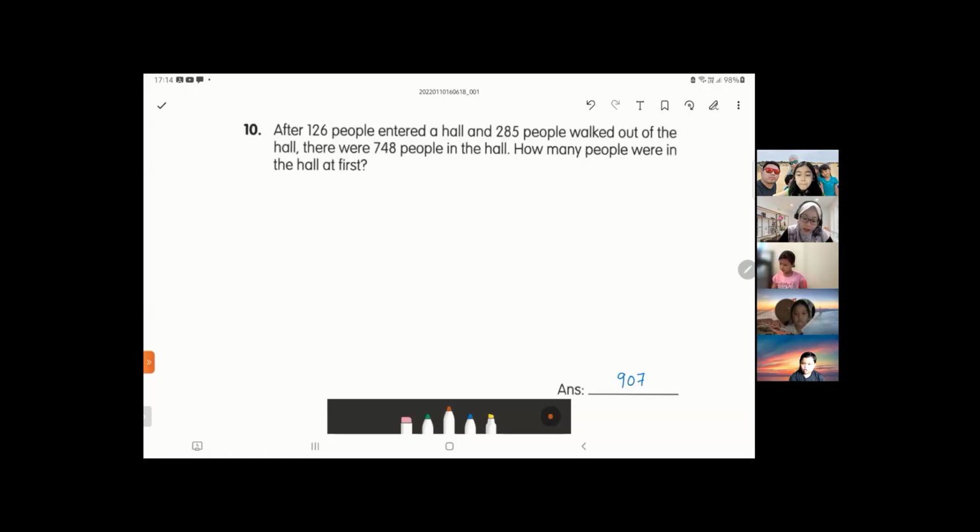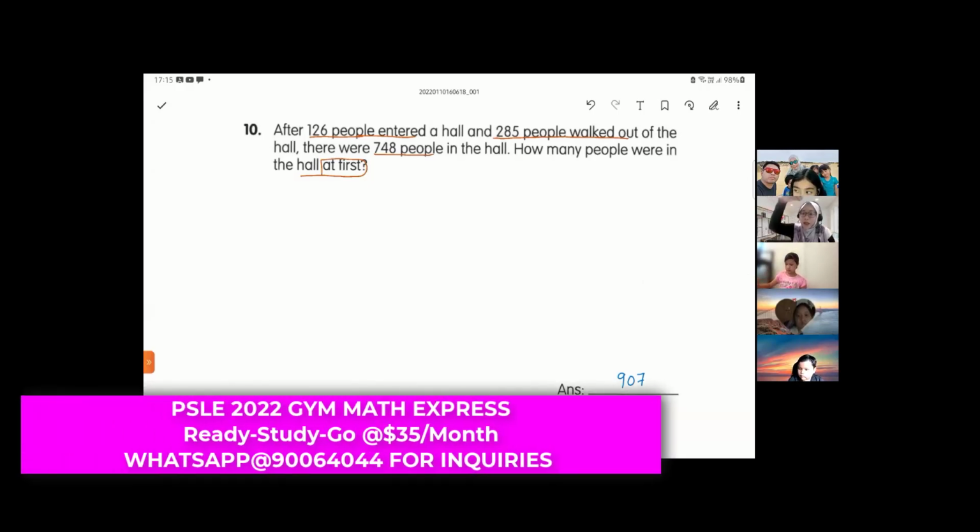After 126 people entered a hall and 285 people walked out of the hall, there were 748 people in the hall. How many people were in the hall at first? Okay, so I want to know the number of people at first. So what do I do here? What do they mean when they say enter? Enter means it's added on, right?